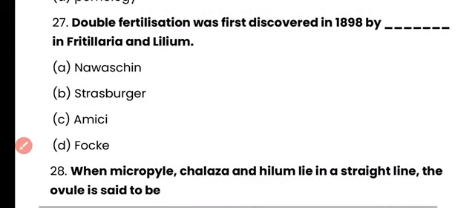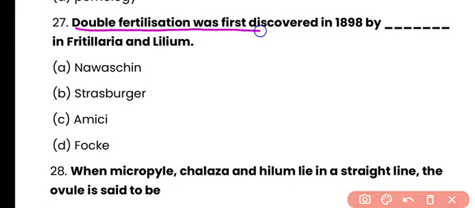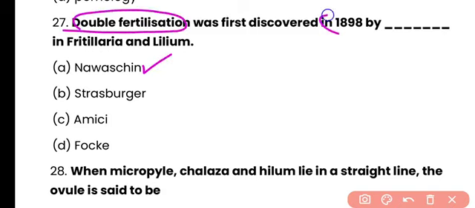Question number 27. Double fertilization was first discovered in 1898 by which scientist in Fritillaria and Lilium? Nawaschin, Strasburger, Amici, or Fouquet? Correct answer is option A. Nawaschin discovered the double fertilization phenomenon in 1898 in Fritillaria and Lilium. And double fertilization, as you know, is the characteristic feature of angiosperms.